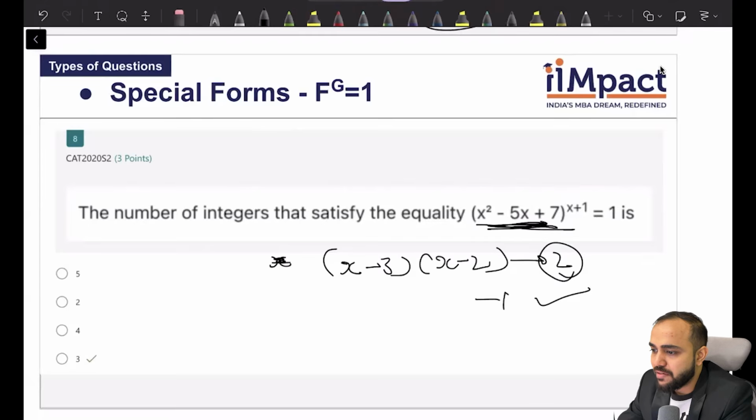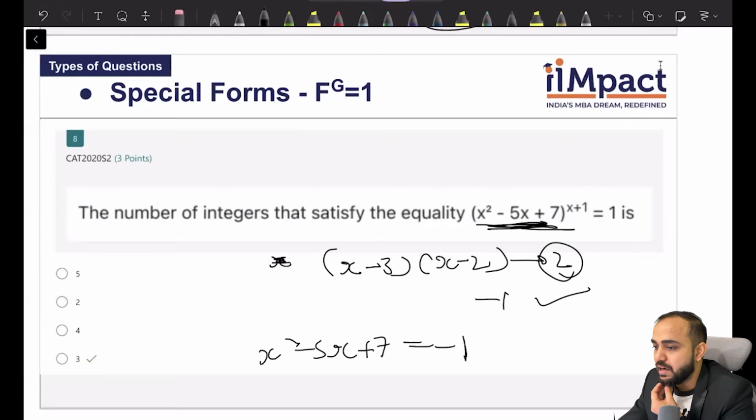So x square minus 5x plus 8 equal to 0 will give you nothing, right? 5 square minus 32, it's going to be imaginary. So x square minus 5x plus 7 equal to minus 1 cannot be attained for a real value of x. So that is going to be ignored. So not possible.